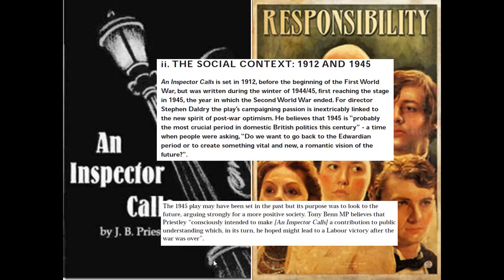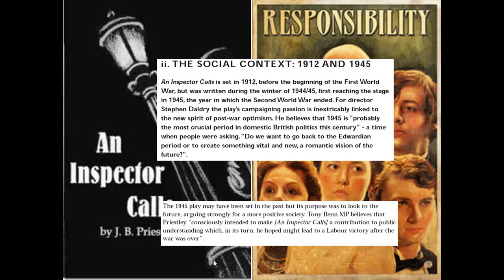So back to this one again. An Inspector Calls is set in 1912, but it wasn't written until 1944-1945. Now hindsight is always 20/20, so you can write a play in the 40s, looking back since before the two world wars, and you have a ton of information that you can use, and Priestley does this in such a way as to undermine his characters.